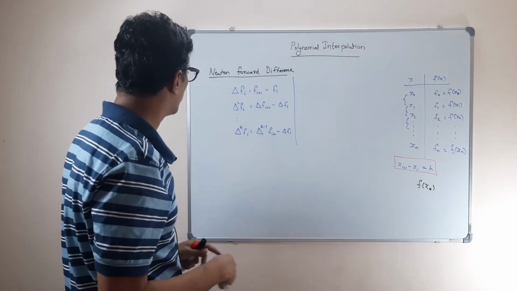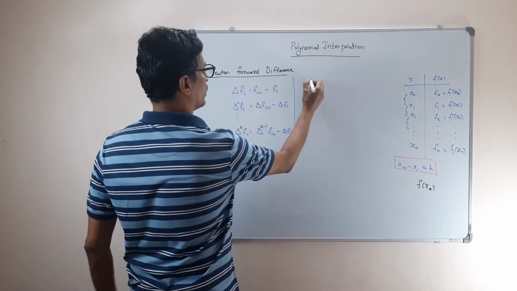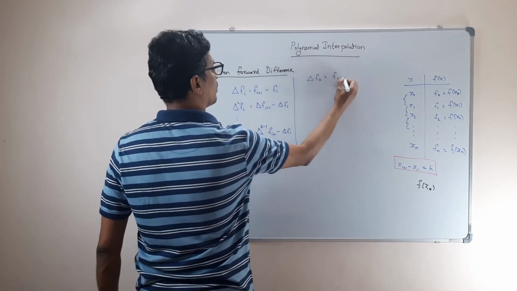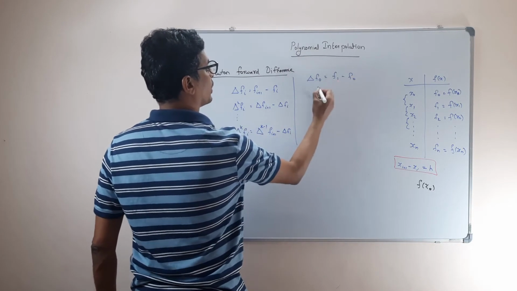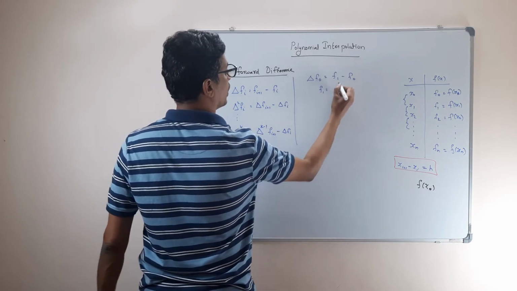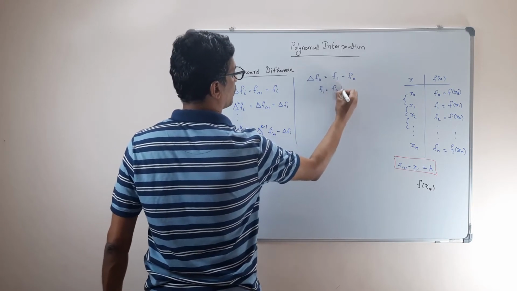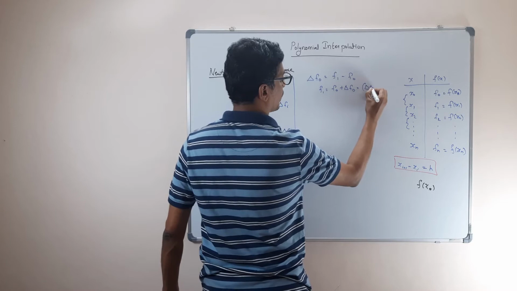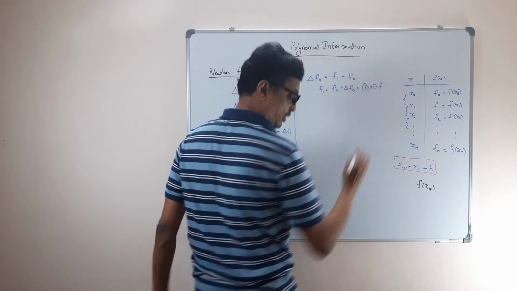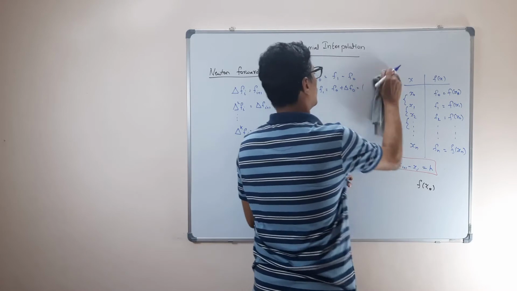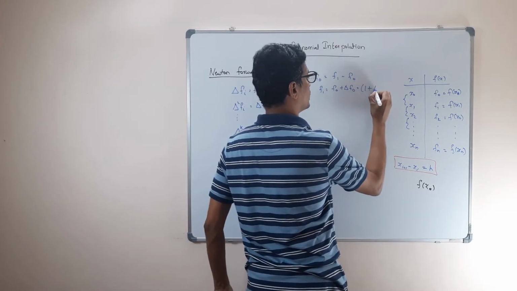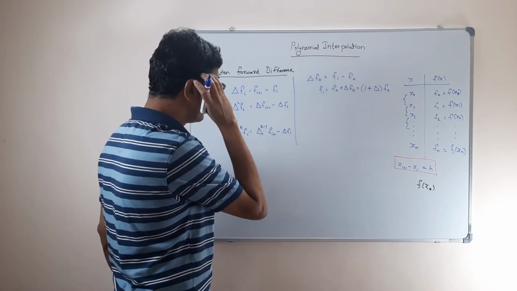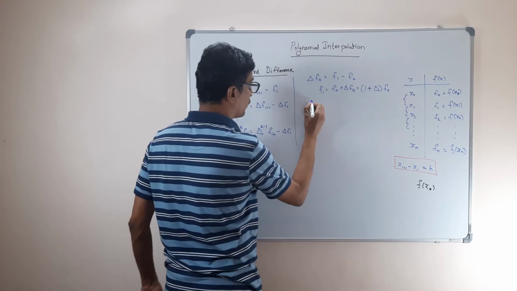Then we can do a bit of jugglery. If I write delta f of 0, it will be f of 1 minus f of 0. So from here I can write f of 1 equal to f of 0 plus delta f of 0, and that will be equal to (1 plus delta) applied to f of 0. Fine.